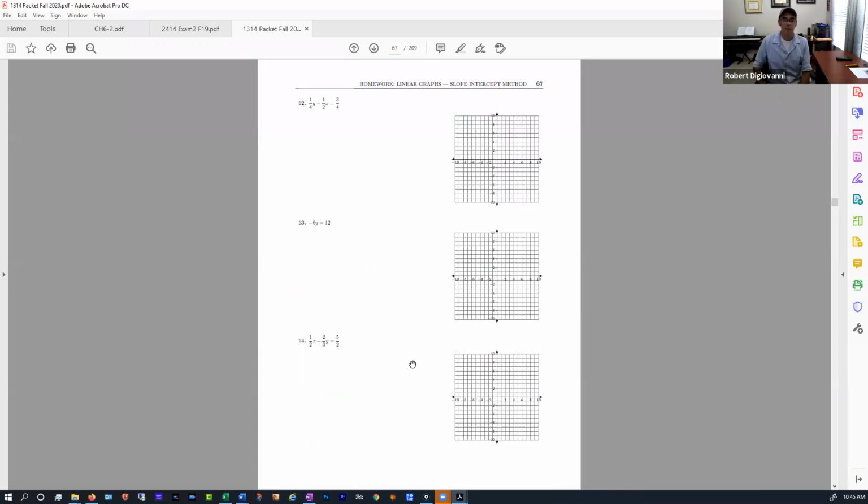Do your best. And I'm even going to tell you that on your homework, if it tells you to do it in slope intercept form or method, if you want to do the other method, you can do the other method. All I want you to do is be able to graph these lines. So you pick.